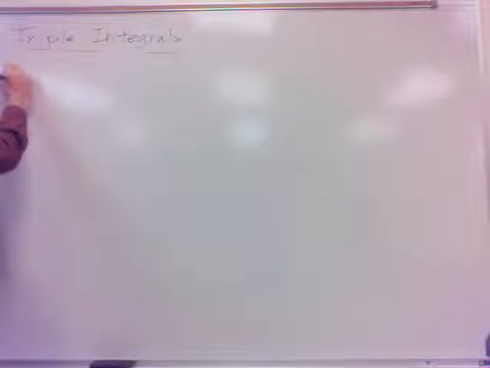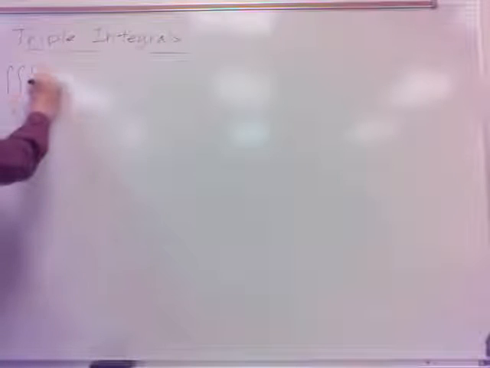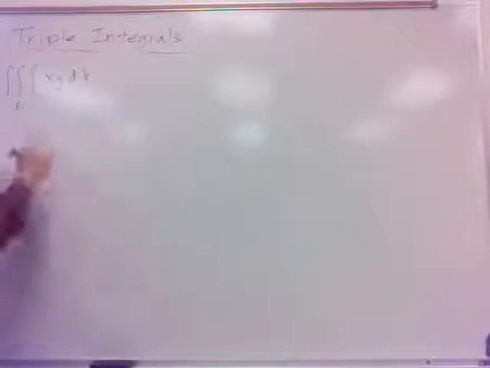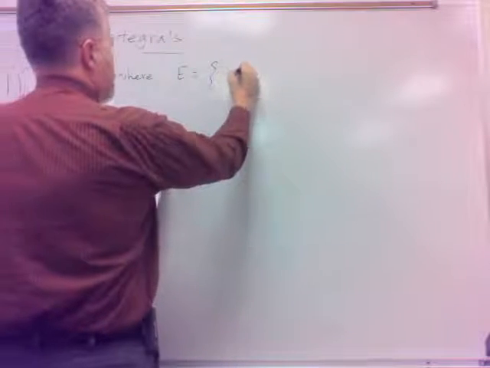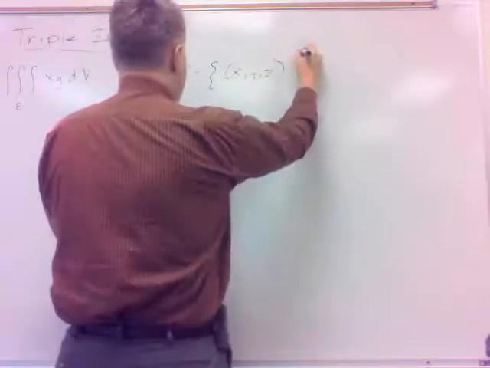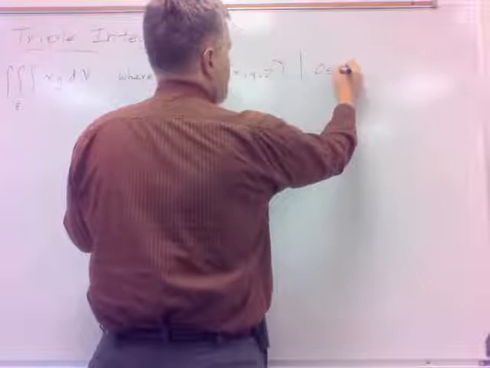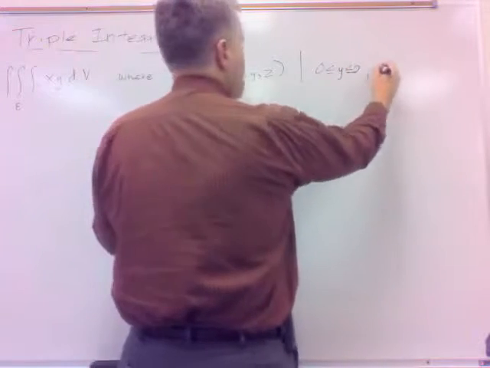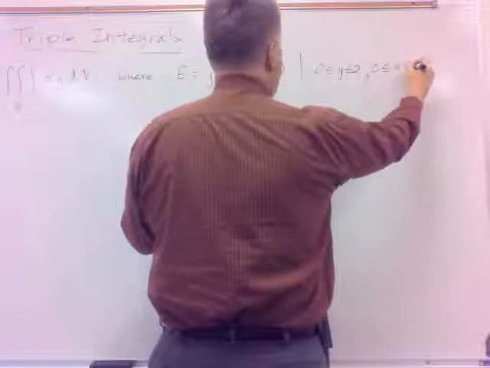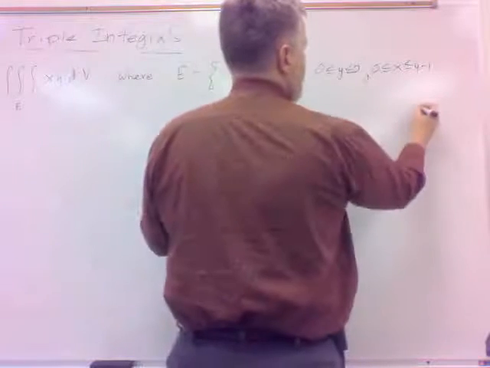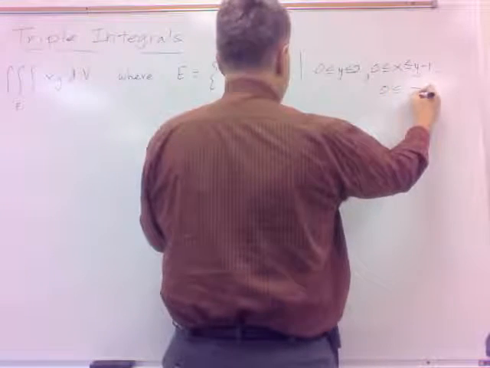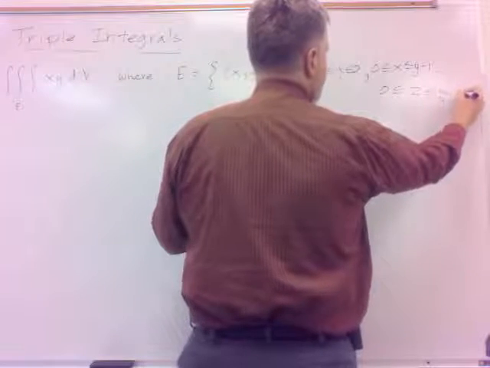All right, so let's evaluate the triple integral over E of xy dV, where E equals the (x, y, z)'s such that we've got this. Y is between 0 and 2. X is between 0 and y minus 1. And then the z's are between 0 and y minus x.